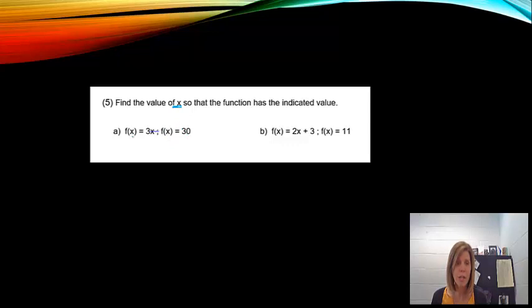We want to find x, but it's telling me that my answer is going to be 30. So instead of putting 30 in for my x, I'm actually putting it in f of x is equal to 30. So I'm putting it in for my answer. So we're going to have 30 equals 3x, and I need to figure out what x would give me an answer of 30. So we could just divide both sides by 3, and x equals 10. So notice that if I plugged 10 in here, I would get an answer of 30, and that's what we're looking for.